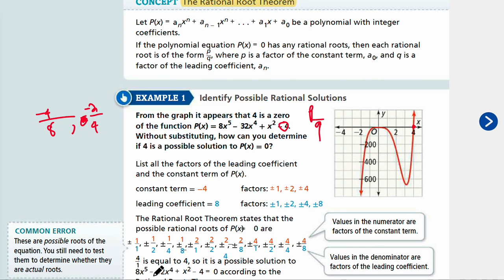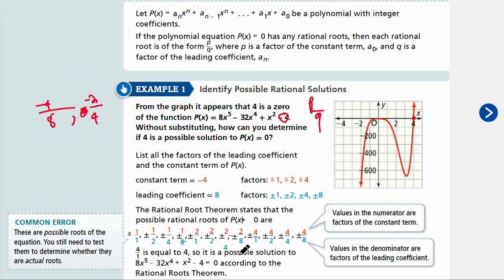So all the possible rational roots of p of x here are these: plus and minus 1, plus and minus 1 over 2, plus and minus 1 over 4, 1 over 8, 2 over 1, 2 over 2, which is 1, 2 over 4, 2 over 8, 4 over 1, 4 over 2, 4 over 4, 4 over 8.